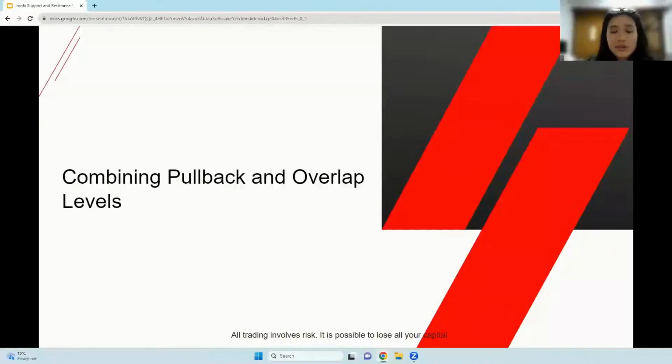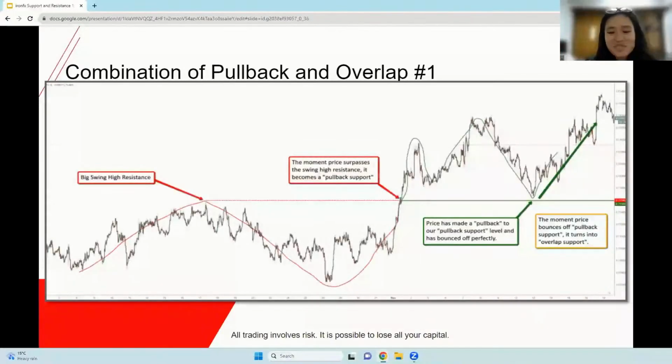Okay, let's move on. Now we're going to combine both pullback and overlap levels. Here we have a big swing high resistance level at the start, and price surpasses this level over here. The moment price surpasses this swing high resistance, it now becomes a pullback support instead. Now price has made a pullback to the pullback support and has bounced off of it perfectly. Once price bounces off of it, it then becomes an overlap support instead.